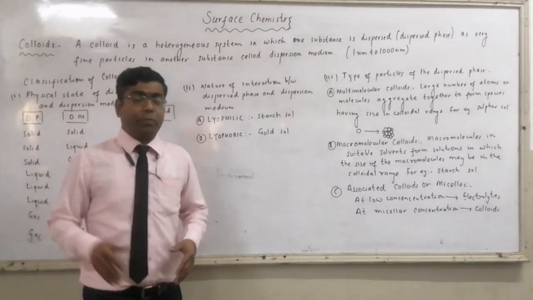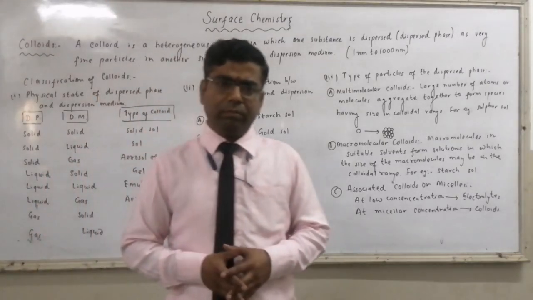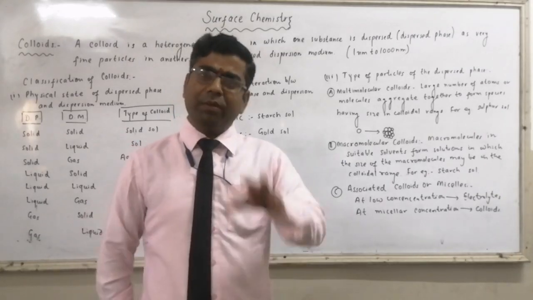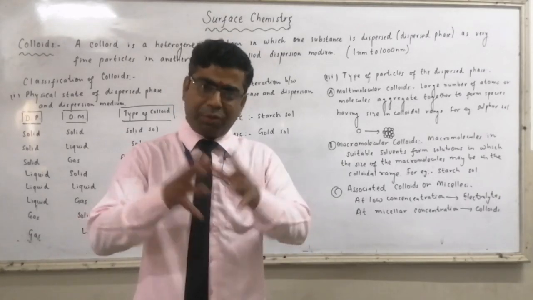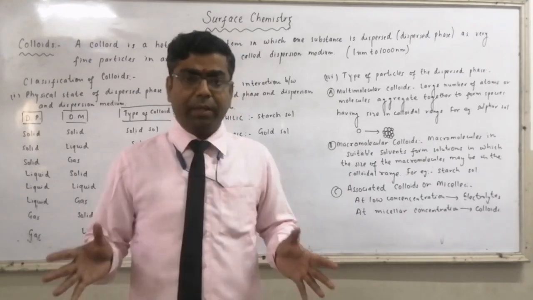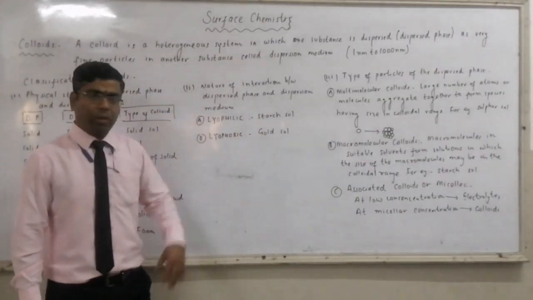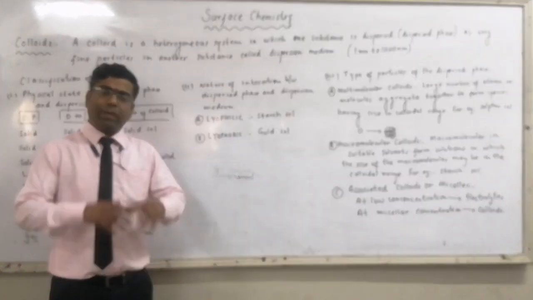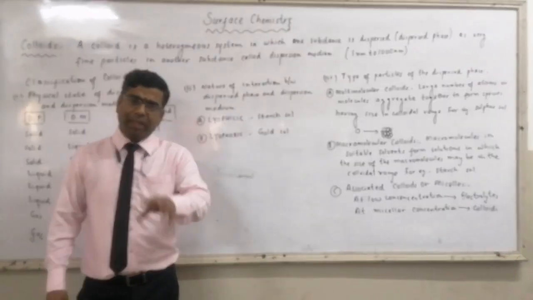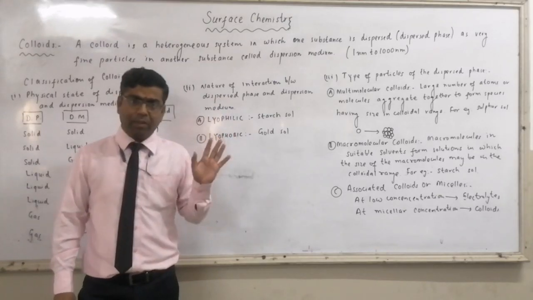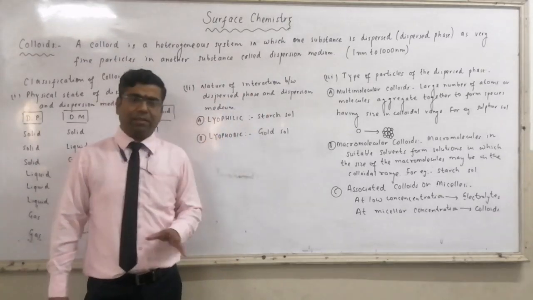If dispersed phase and dispersion medium are separated by any physical method, then the sol can be reconstituted by simply mixing dispersed phase with dispersion medium. So this is reversible in nature. Example, starch sol. The starch sol can be prepared by simply dissolving starch in lukewarm water. We don't need any stabilizing agent. They are prepared by simple methods.